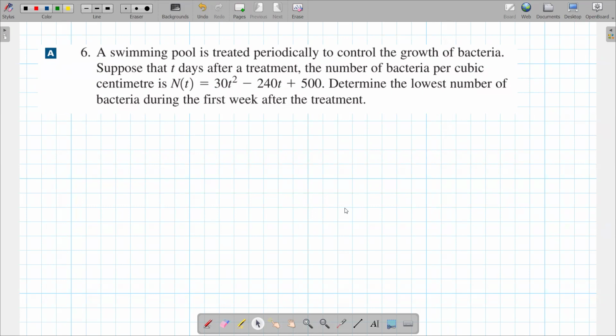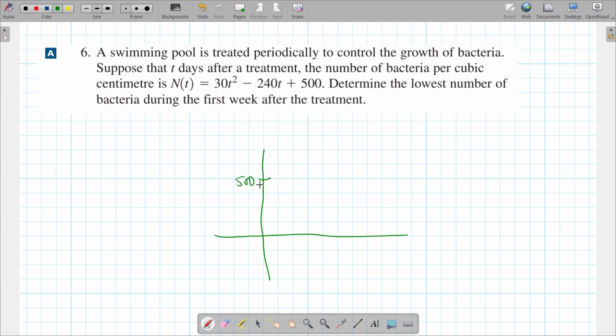So we have a quadratic function that models the population of bacteria in a swimming pool, where t is the x value and N(t) is the y value. Determine the lowest number of bacteria. So we want to minimize, we want to find the lowest y value for this function. What's our approach? It's a quadratic. Is it opening up or down? Up. We know the y-intercept, 500.